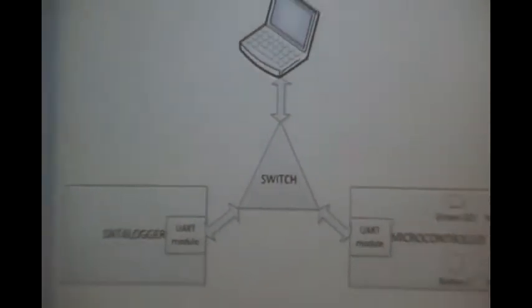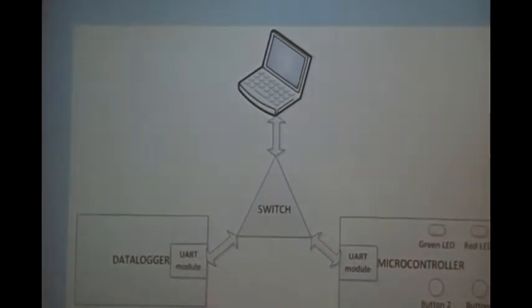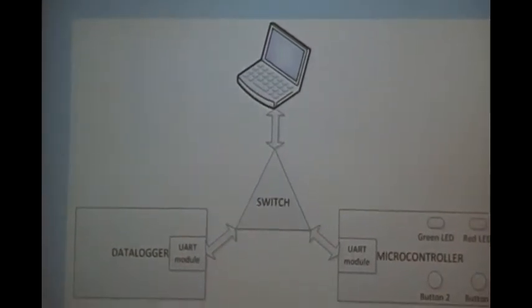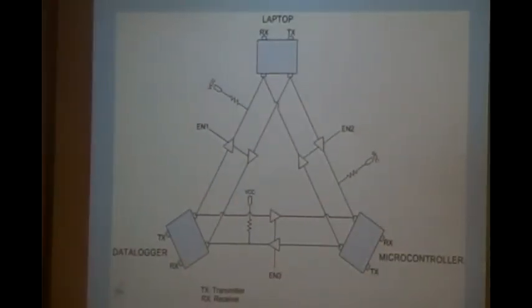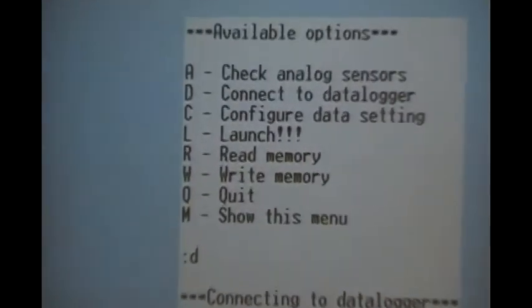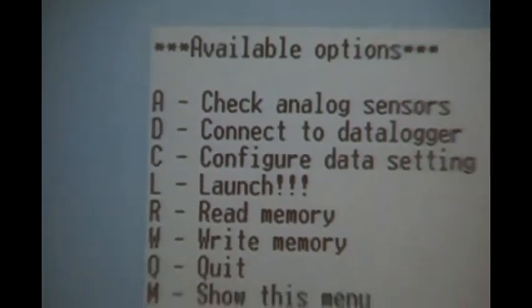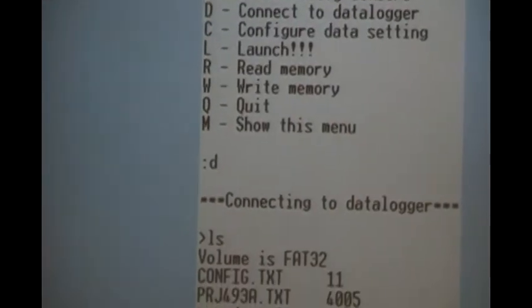The communication system consists of 3 devices connected in a triangular configuration: the laptop, the microcontroller, and the data logger. And we implemented a switch to manage communication between the 3 devices. And the switch will make sure that only 2 devices are communicating with each other at any moment in time. For instance, by connecting the laptop with the data logger, we can read the data files and configure the data logger setting.